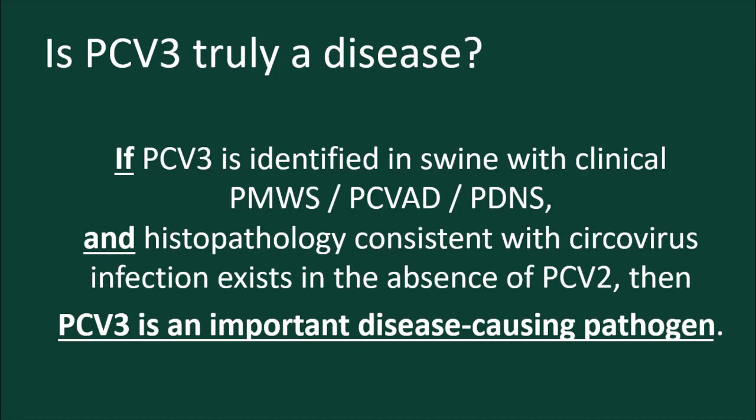I've presented this slide multiple times, and I will continue to present it because we keep asking this question: is PCV3 truly a disease? I believe that if PCV3 is identified in swine with clinical post-weaning multisystemic wasting, PCVAD-like disease, PDNS-like disease, and the histopathology is consistent with circovirus infection, but you have an absence of PCV2, then PCV3 is a pathogen in that case.